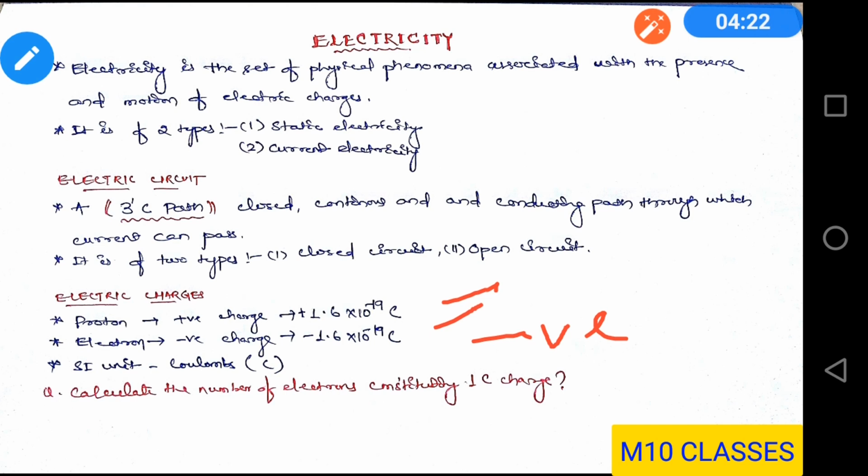There is a question in a book: calculate the number of electrons constituting 1 coulomb of charge. Now let us discuss this. The answer which is given in the paragraph of your book says that the number of electrons that will constitute 1 coulomb of charge is about 6 × 10^18 electrons.